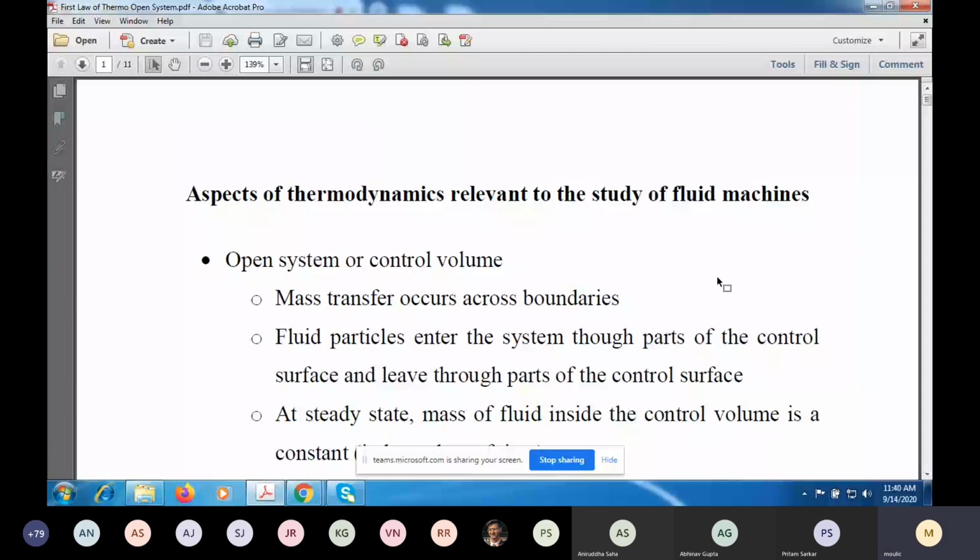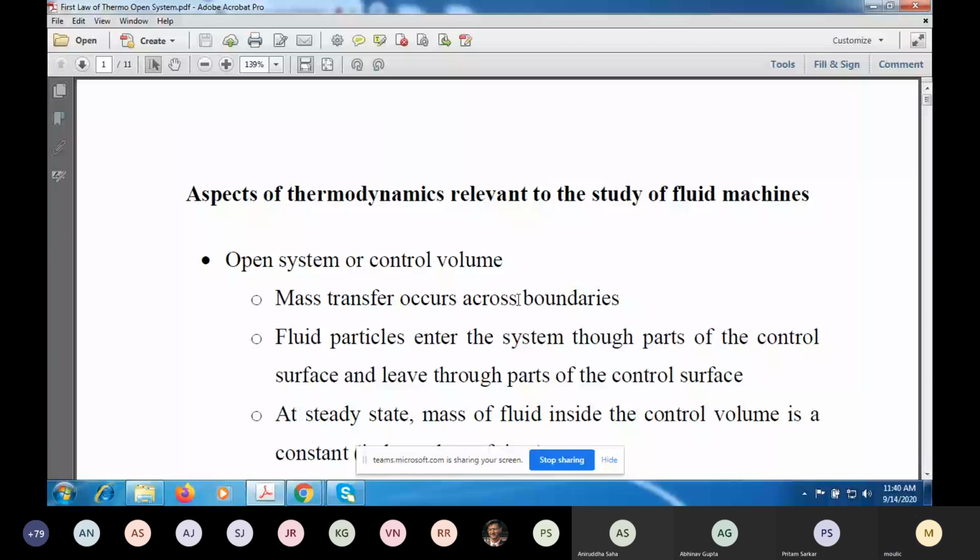Okay, so let us look at some aspects of thermodynamics which are relevant to the study of fluid machines. Now in thermodynamics, you would have studied about closed system and open system. Now in fluid mechanics terminology, an open system is referred to as a control volume. So authors of books on thermodynamics will talk about open systems, and authors of books on fluid mechanics will refer to the open system as a control volume.